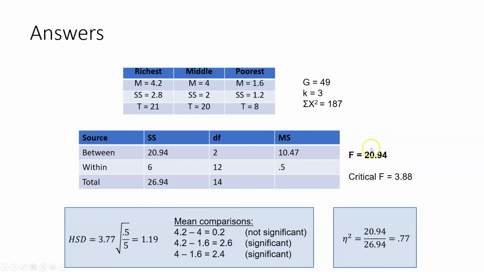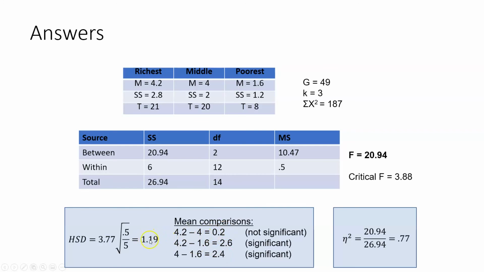Your obtained F is much larger than your critical F, so you reject the null hypothesis and run some follow-up tests. Your post hoc tests use this Q. You put in these values. You get a HSD of 1.19, and you have to compare the means of the richest to the middle, the richest to the poorest, and the middle to the poorest. Those are your three differences, and you have to see which ones of these are larger than here. This and this are significant because they are larger than this critical value.